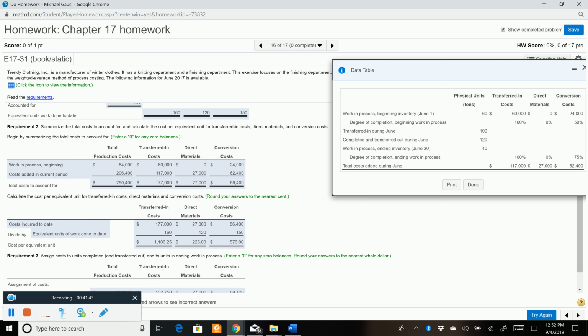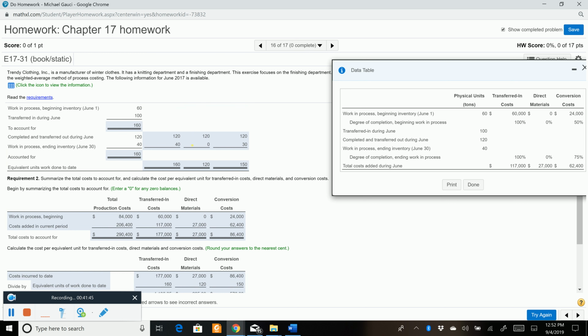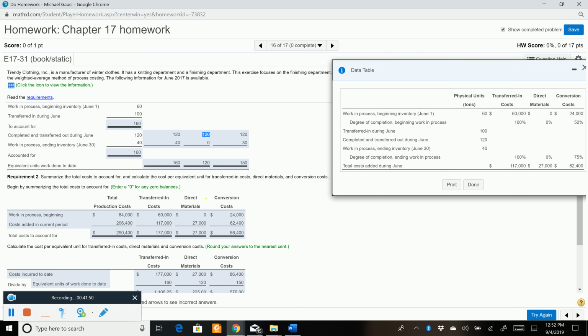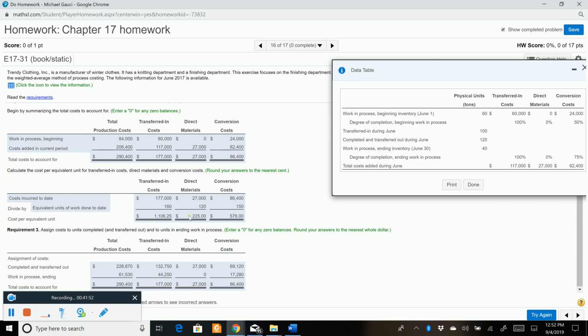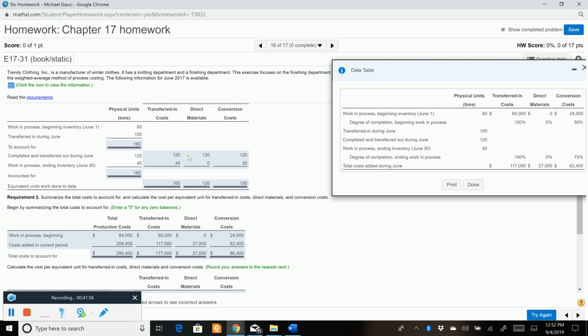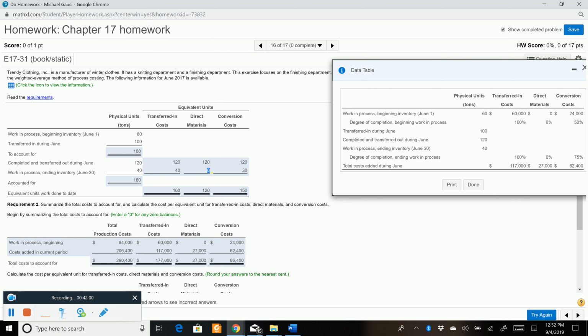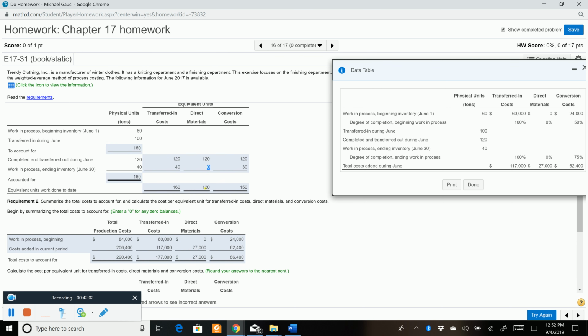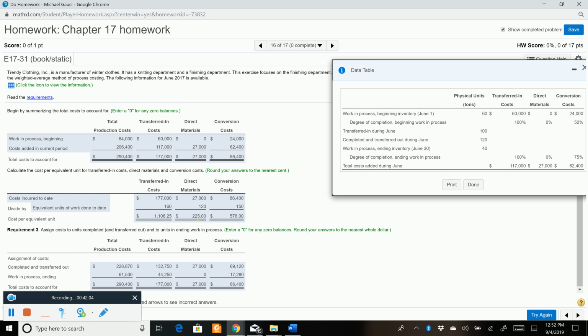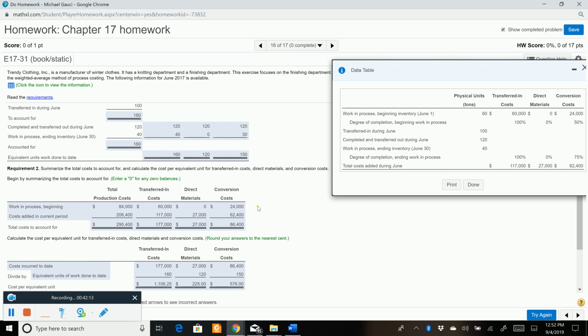Now direct materials. We're going to take our equivalent units for direct materials of 120. Multiply it by our cost per equivalent unit of 225. You get 27,000. And the ending WIP, equivalent units, 0. Multiply that times cost per equivalent unit of 225. You get 0. And last but not least, your conversion costs.